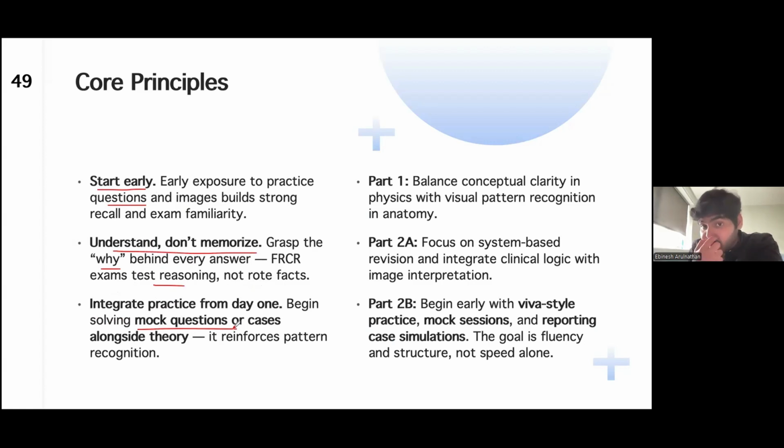One mistake that people make is they just read and they don't practice questions. Practicing questions is very important for the FRCR preparation. For part one, the most difficult will be physics. For physics, you'll need to develop a clear conceptual understanding of everything. And for anatomy, you'll need visual pattern recognition, so for anatomy, you report more.